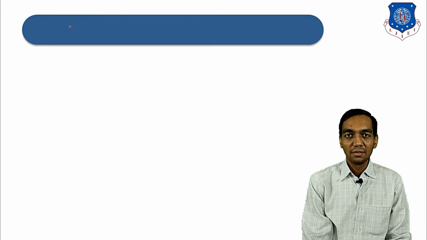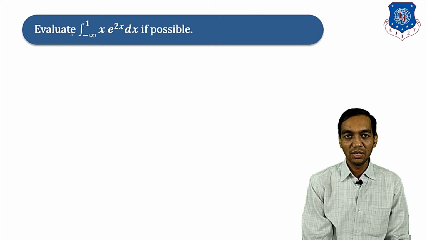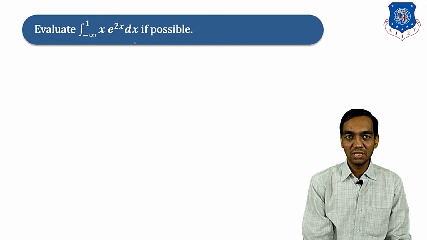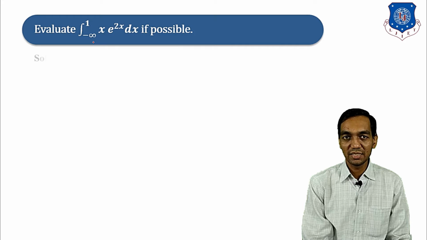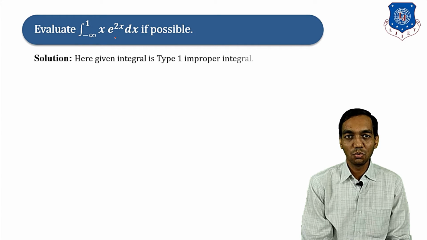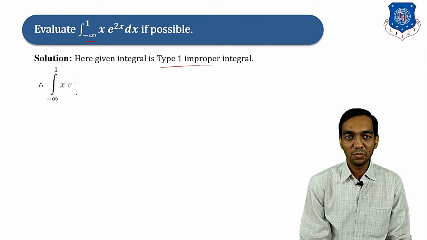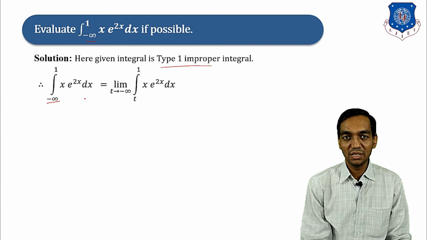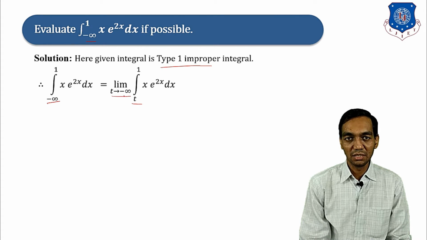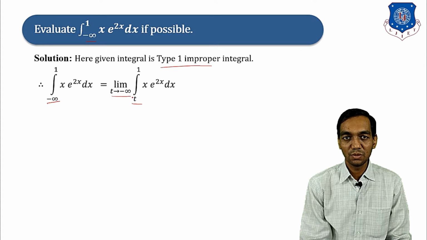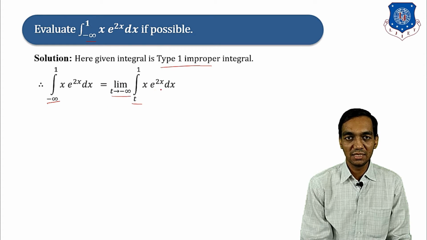Now we are going to start with an example. Evaluate the integration from minus infinity to 1 of x e raised to 2x dx, if possible. Now see, here x e raised to 2x is continuous everywhere, and the lower limit is minus infinity. So this is an improper integral of type 1. That's why we are going to replace minus infinity by some variable t, where t tends to minus infinity. So your integration is reducing in the form of limit t tends to minus infinity, integration from t to 1 of x e raised to 2x dx.